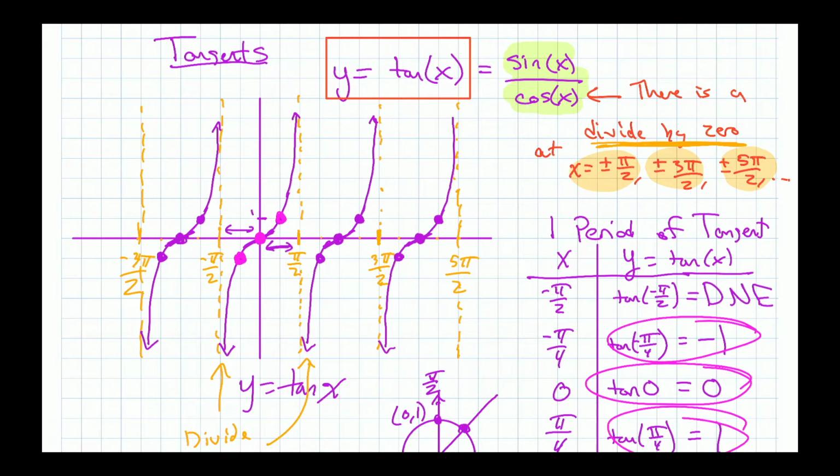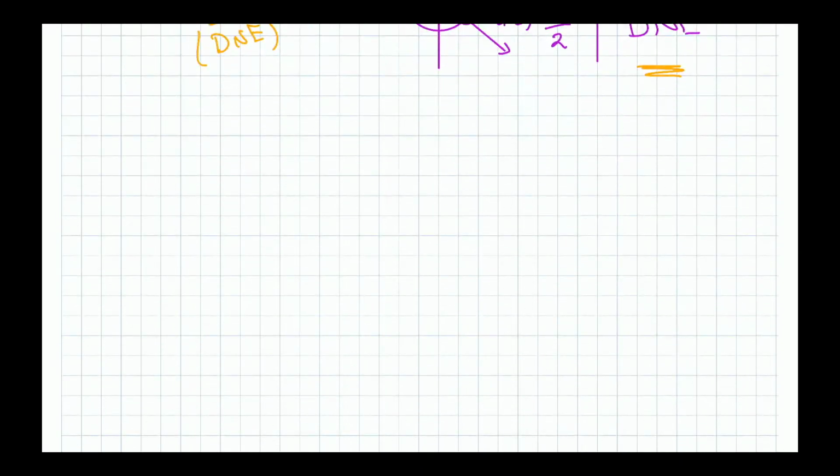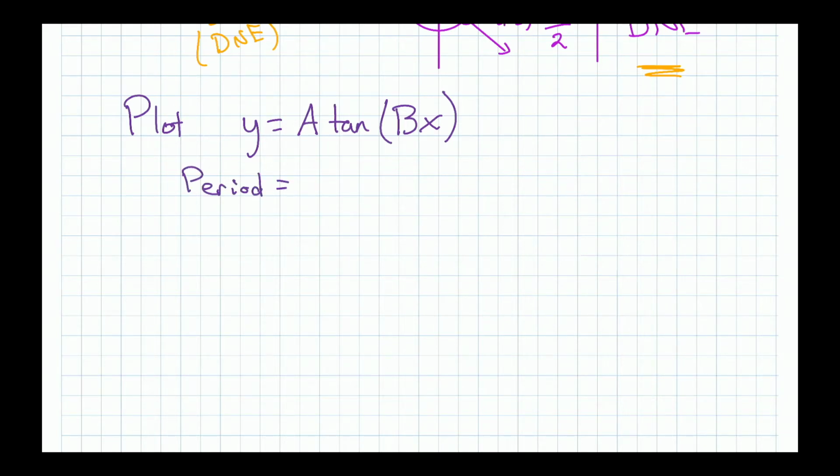Okay, so let's look at kind of a generic tangent now with stuff changed. So suppose we have this. Let's say, what if we want to plot y equals a tangent bx. So I'm not adding a phase shift or anything yet. I just want to plot a tangent bx. Well, what is that going to do? Well, the first thing is that the period's going to be different. Normally the period of the tangent is pi over absolute value b.